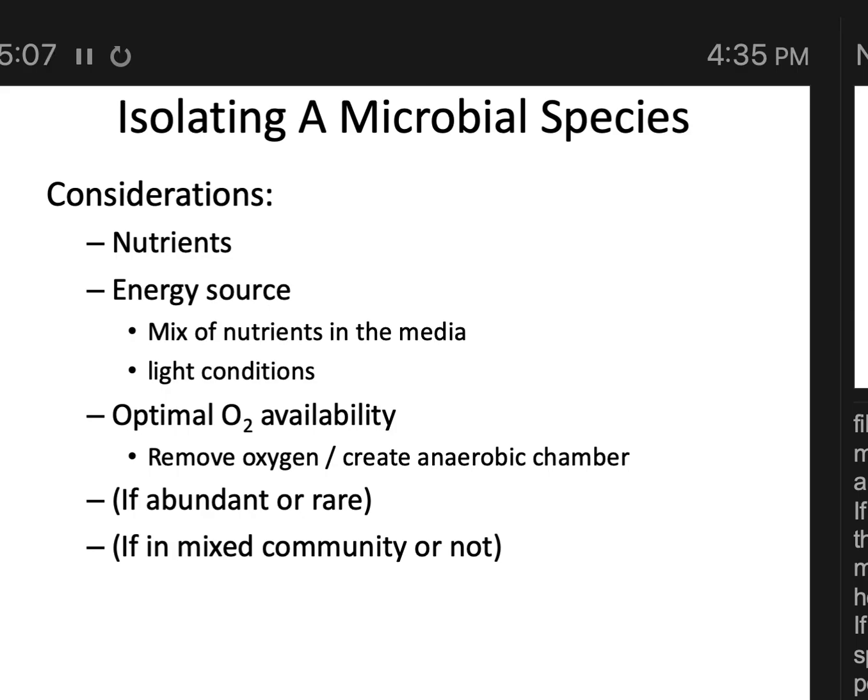You can also use differential media, which helps the species you're looking for show up in an obvious way. For example, some species of bacteria might phosphoresce if you give them a certain substrate. So selective media will favor the growth of your microbe and disfavor the growth of other microbes. Differential media will make the microbe show up in an obvious way so it's easier to see in a mixed plate, like causing it to glow in the dark or something like that.